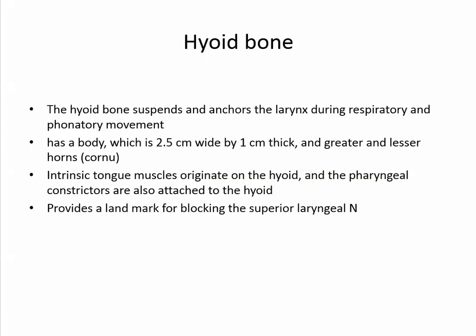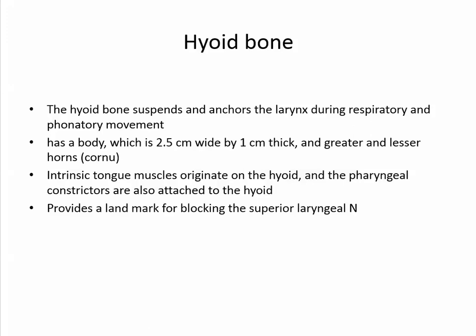The hyoid bone suspends and anchors the larynx during respiratory and phonatory movement. It is U-shaped and is named after the Greek word hyoides, meaning shaped like the letter epsilon. It has a body which is about 2.5 centimeters wide and 1 centimeter thick, and a greater and lesser horns, or the cornua.